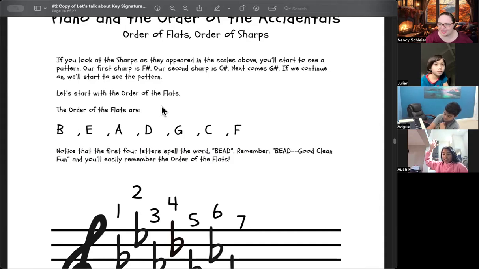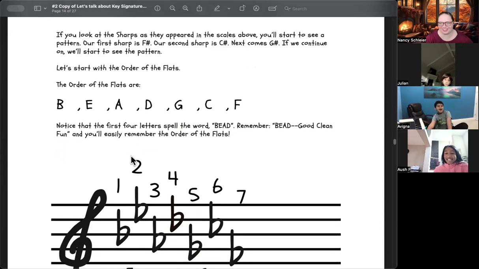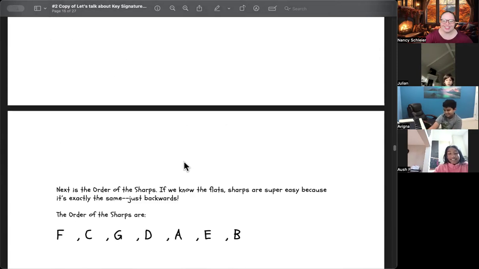Keslin, did you have a question? You can memorize these, but bead, because it's BEAD, bead, and then GCF, BGCF. Very good. Absolutely. And I like to remember it by saying bead, good, clean, fun. I don't know why. That's just the way my brain remembers it. Okay.